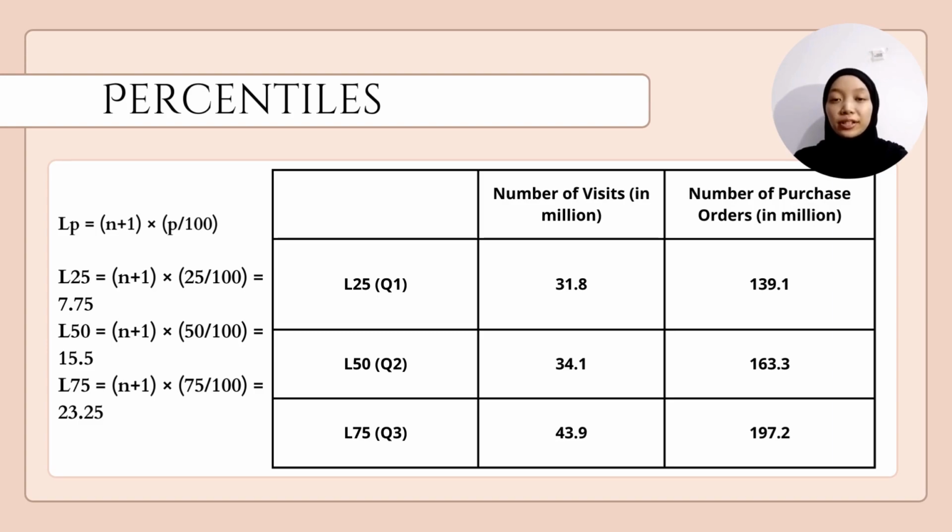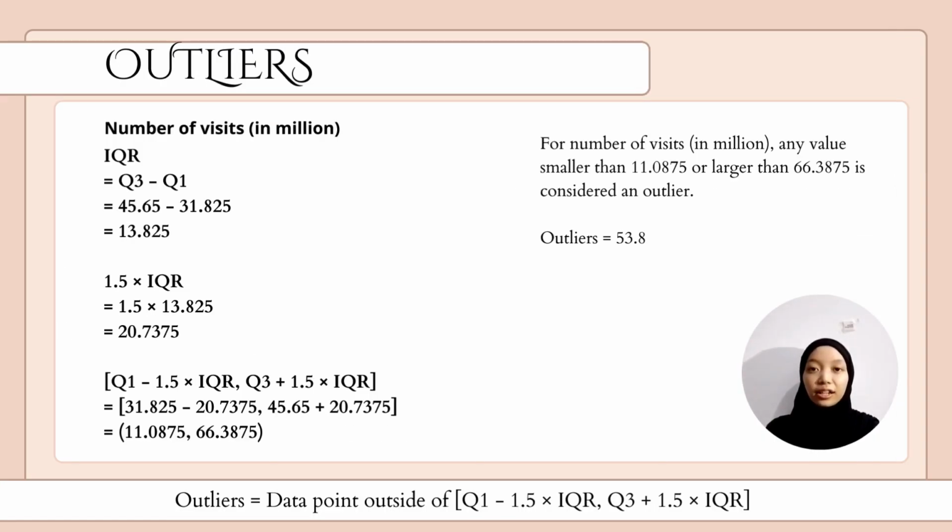The formula for percentile is location equals (n plus 1) times p divided by 100. So the location for 25 is 7.75, location 50 is 15.5, and location 75 is 23.25. Outliers. The formula for the outliers is quartile 1 minus 1.5 times IQR, or quartile 3 plus 1.5 times IQR.